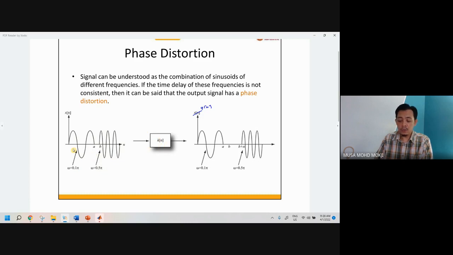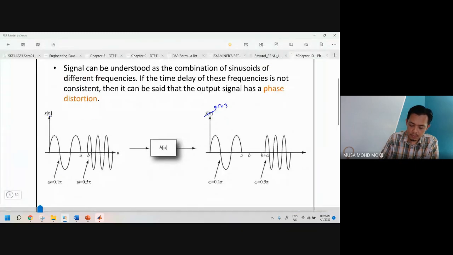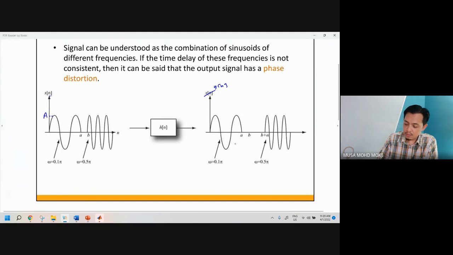So then we filter this signal. We do some filtering on this signal, try to do something on it, and then this is the output that we get. Okay. So let's say this is A.